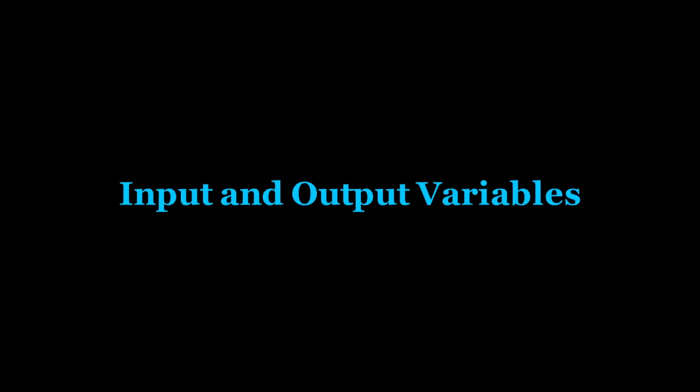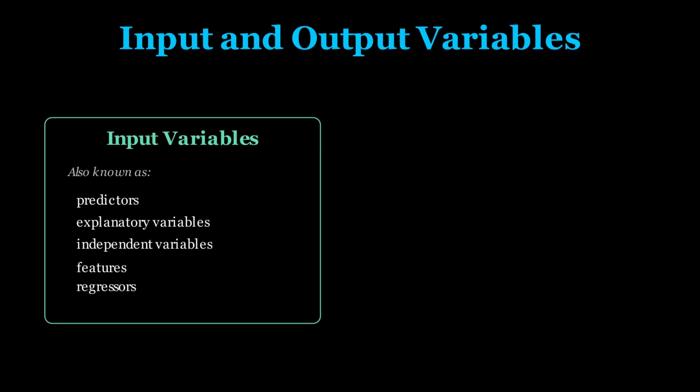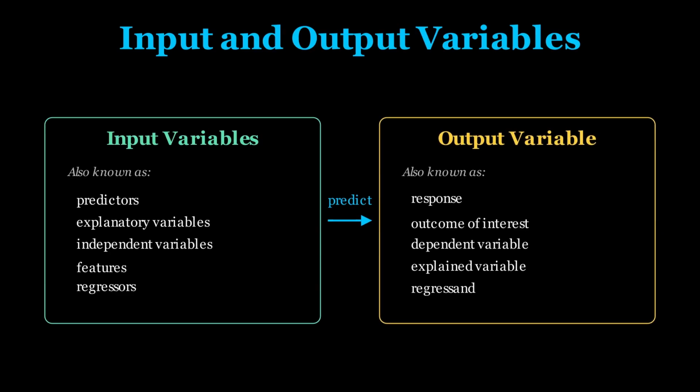Let's start with the two types of variables in every statistical learning problem: input variables and output variables. Input variables, also known as predictors, explanatory variables, independent variables, features, or regressors, are the variables that you input into your model. The output variable, also known as the response, the outcome of interest, the dependent variable, or the regressand, is the variable that you are trying to predict or explain.